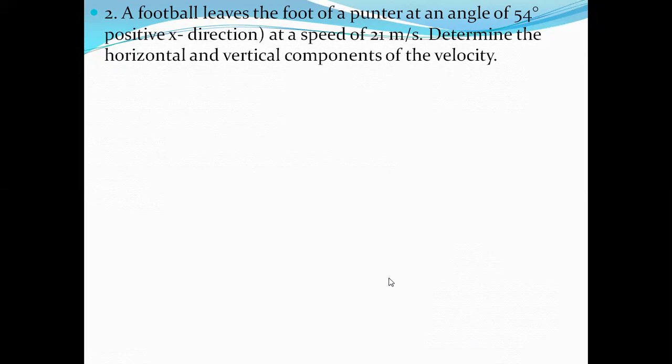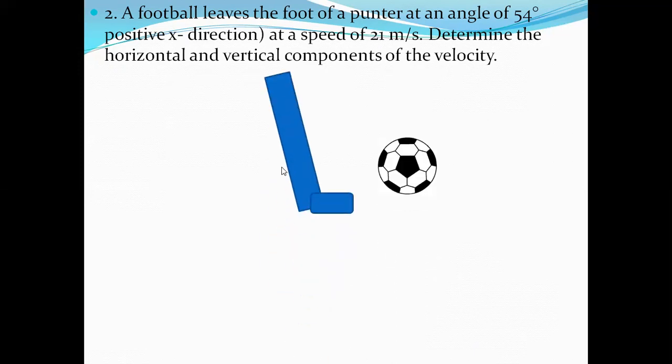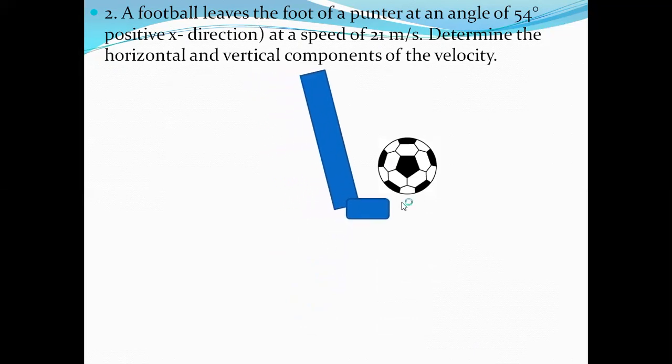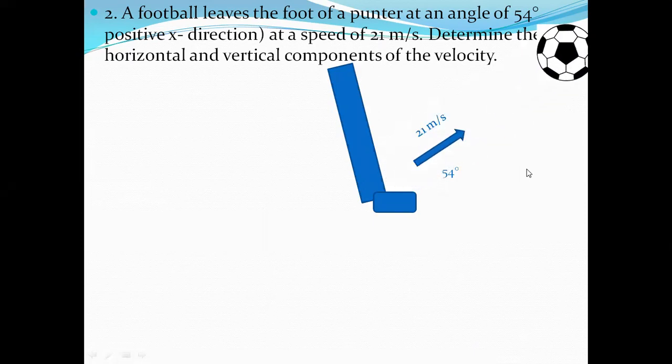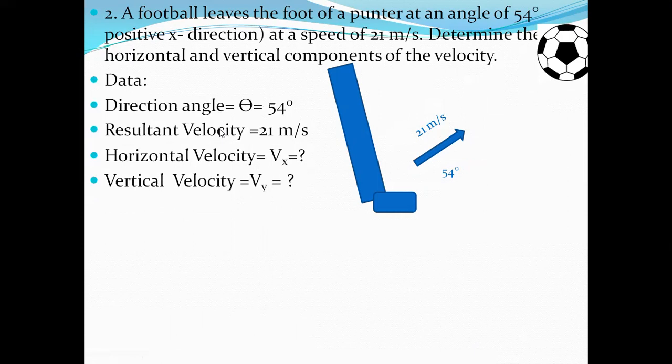Now, we have to assume that this is a foot or leg of a footballer and this is a football. This is the action which is being processed. He kicks the ball in some direction, which is making an angle of 54 degrees with the horizontal, and it leaves the foot of the kicker with a speed of 21 meter per second, like this. Now we have to resolve the components of this velocity. The direction is given, which is theta, 54 degrees. The resultant velocity is 21 meter per second. Let us calculate the horizontal velocity Vx and the vertical velocity Vy.